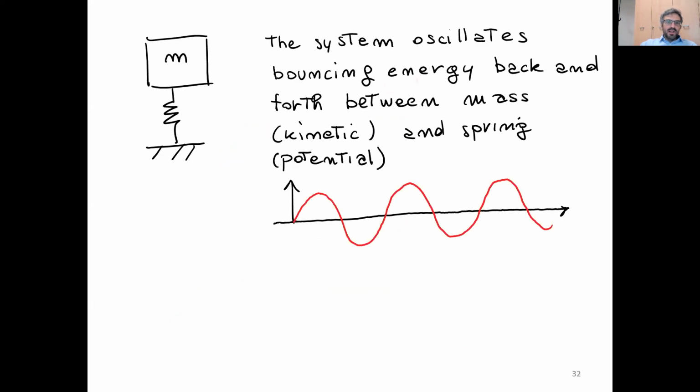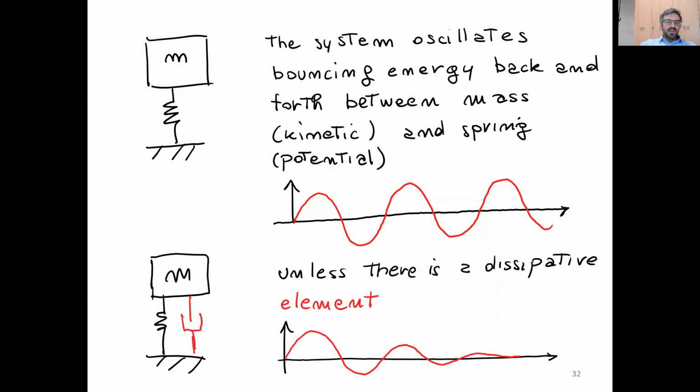And the spring mass system oscillates, bouncing energy back and forth between the kinetic energy of the mass and the potential energy of the elastic spring. And these oscillations will go on forever unless you have a dissipative element, a damper. And in that case, the oscillations damp out and die out after a while.